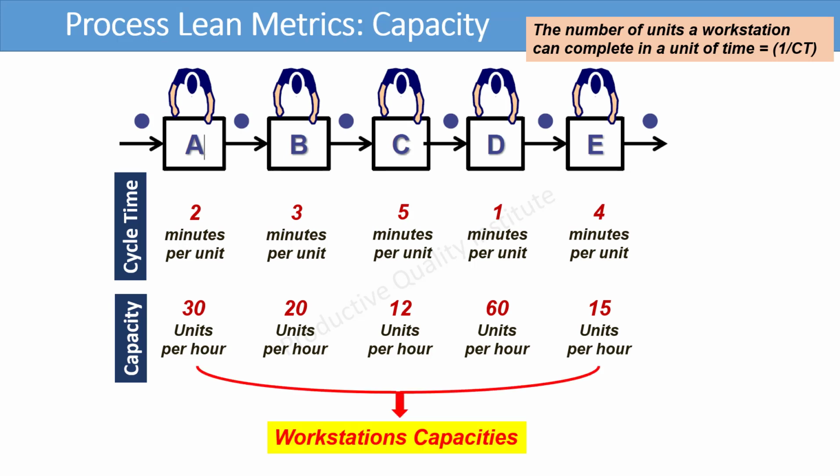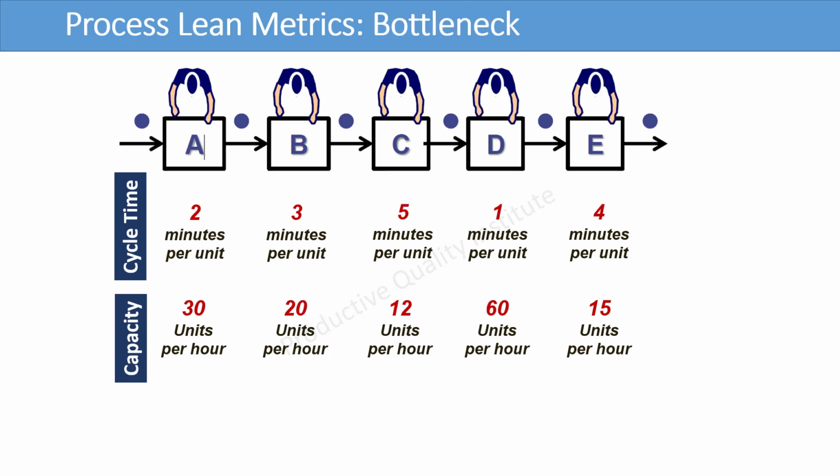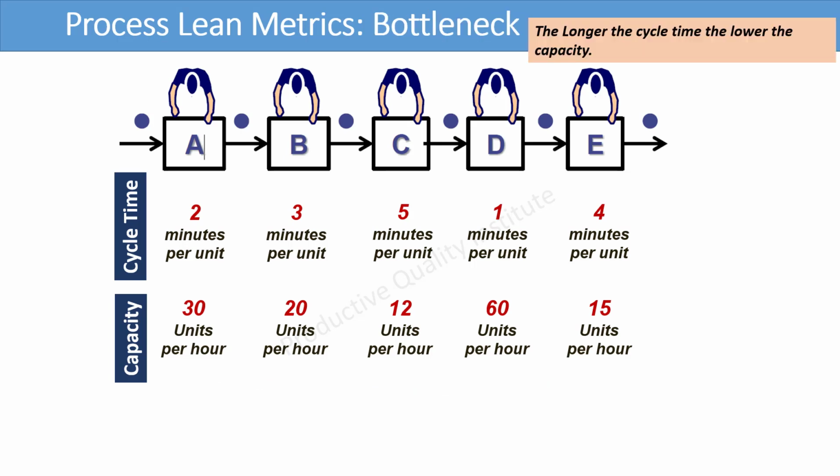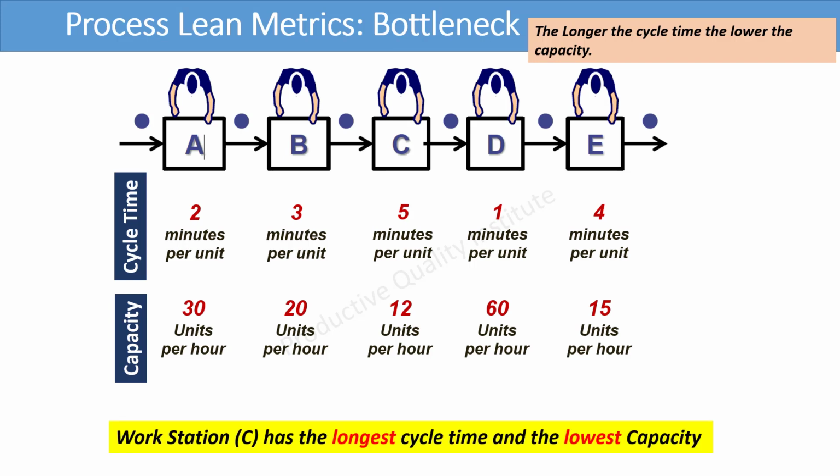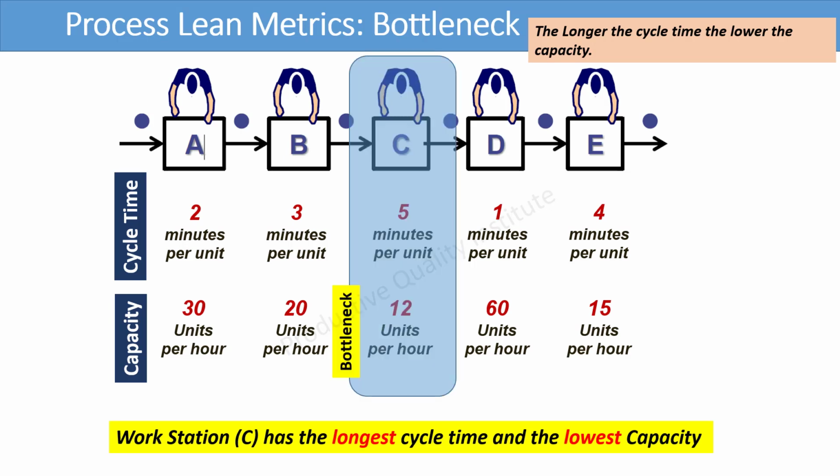The bottleneck is the workstation with the longest cycle time and the lowest capacity. Workstation C has the longest cycle time and the lowest capacity. Workstation C is the bottleneck in our process.